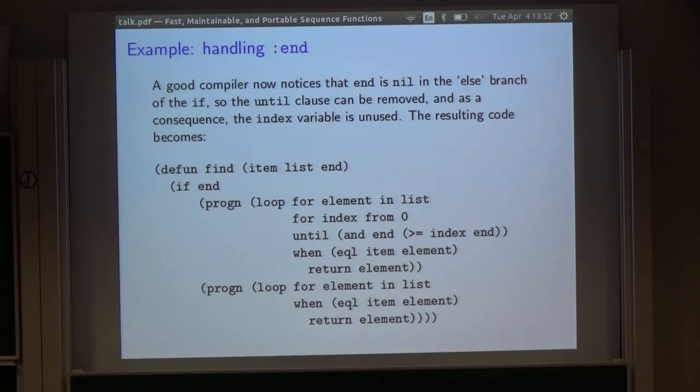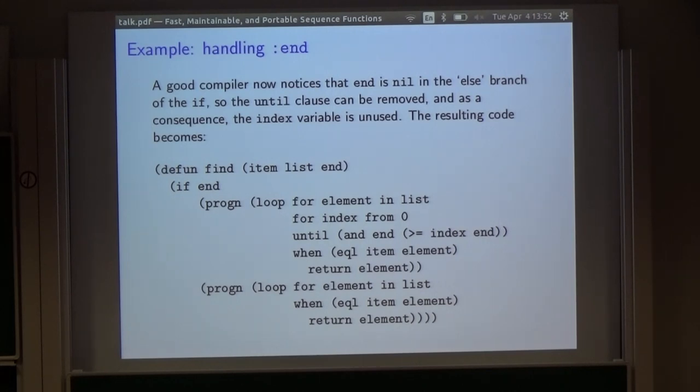Yes, in this one. When the end is true, wouldn't the compiler also simplify the until? It knows that the end is true. In the first branch, end is true. So can it simplify the end? Yeah, it will simplify the end. It will remove the first branch of the end. Yes, absolutely.